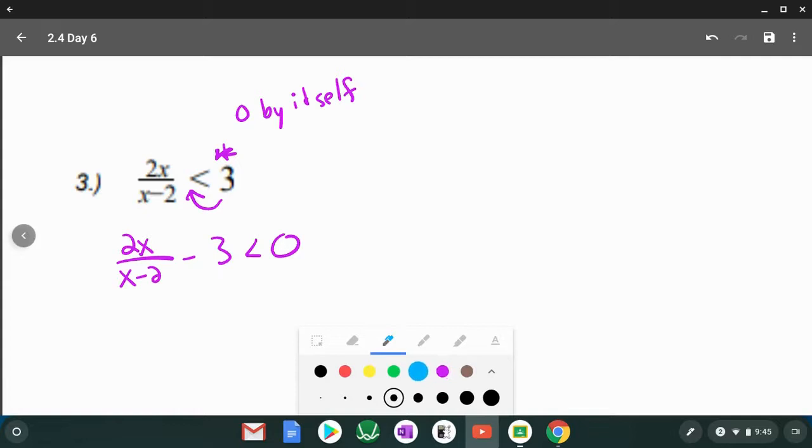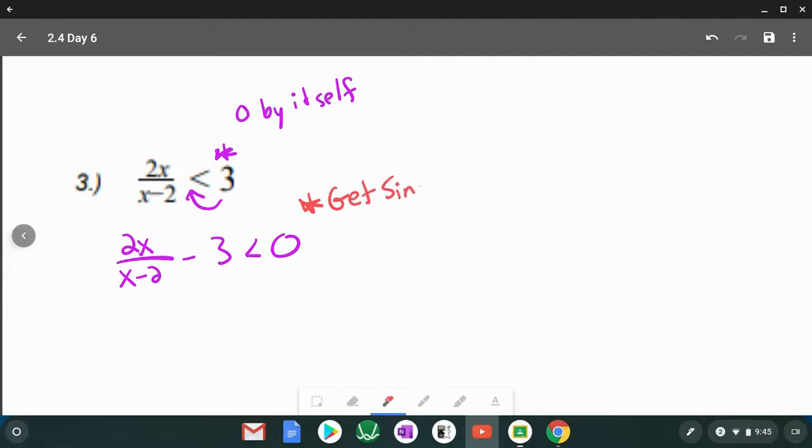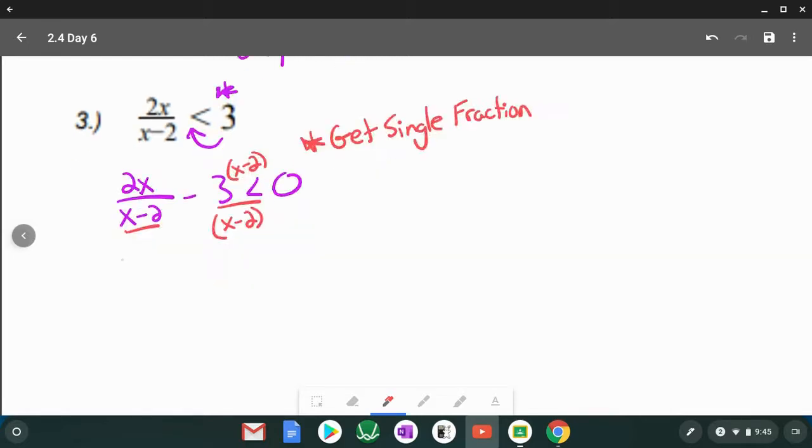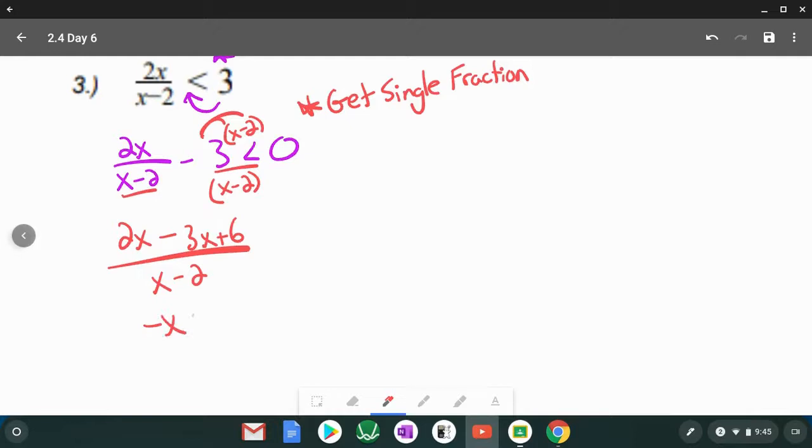And then again, this is a very, very important note. We need to get a single fraction. Okay, you cannot find your key numbers unless you have a single rational expression by itself. So in order to do that, we've got to find an LCD. We do that by multiplying numerator and denominator by x minus 2. We have done this before. Just be very careful with the negatives. It's very easy to miscalculate or make a basic mistake here. So be very careful about that.